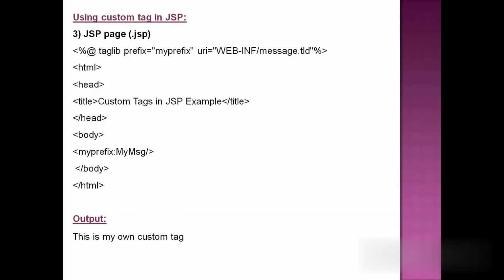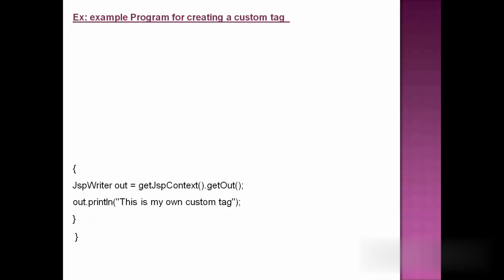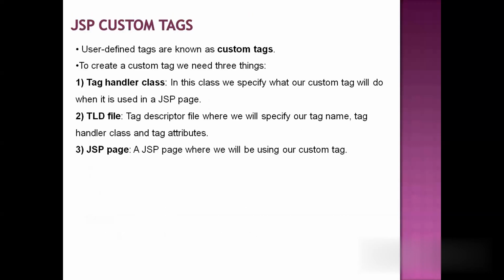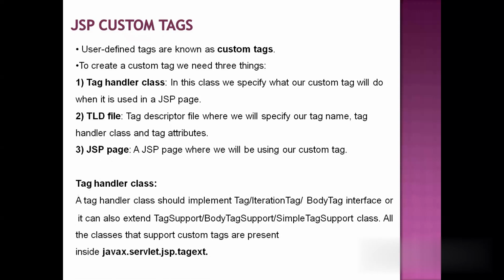Let us see the things again. If you want to create your own custom tags, we need to do three things. One thing is we need to create the tag handler class. This tag handler class is useful for specifying what action our custom tag is going to do in the JSP page. That code we need to write in the handler class. That handler class is always a .java file.